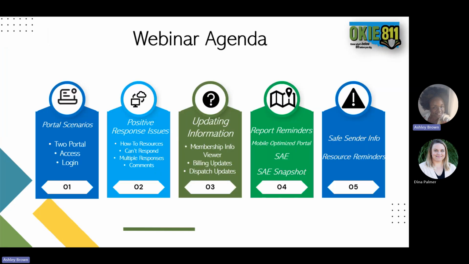We are going to cover a lot in today's webinar. We'll start with the Oki 811 portal, the differences between the two portals. Then we'll talk a bit about positive response and different scenarios that members may encounter. We'll also discuss how to update your Oki 811 information. Then we'll talk about pulling a report in the old Oki 811 portal. We'll discuss the new mobile optimized portal, the service area editor, and a brand new feature called the SAE snapshot. And we'll close with some safe sender information to make sure that you continue to receive your locate requests.